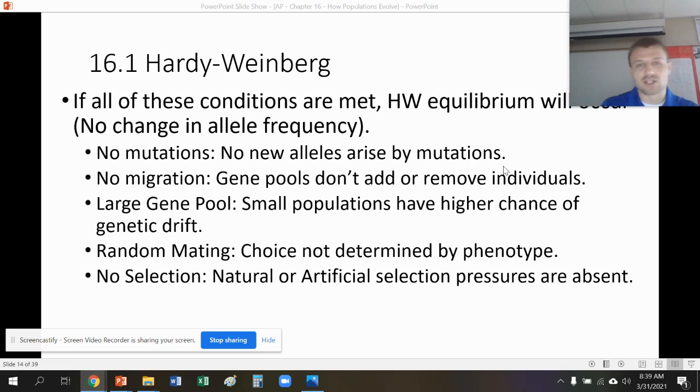Like we're going to talk about genetic drift here in a little bit, and that just messes everything up. So we need large gene pools. Random mating. This is just randomness. There's no choice here. Everything's just random. And no selection. There's not artificial or natural selection going on. If all of these are met, Hardy-Weinberg equilibrium is occurring. But what you're going to see is it never really occurs because there's always evolution going on.